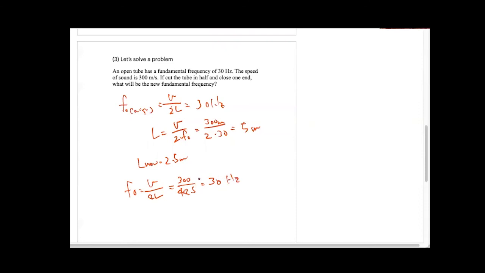So it's important that even if you cut the tube in half, if you close one end, because the equation used is going to be different, as a result you can have the same fundamental frequency. This is how important the openness condition of the tube is. So this is the only thing that you have to be careful about when you're solving a problem set.